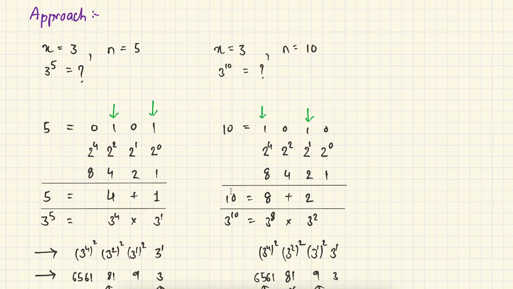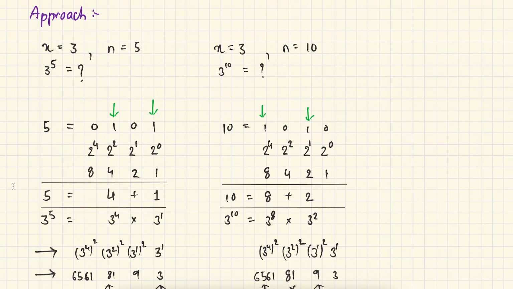Okay, so let's say we have x is equal to 3 and n is equal to 5, and we want to calculate 3 to the power 5. Okay, so let's start with the 5 first. So what is the binary representation of 5? It's simple, 0101. Here the first bit represents 2 to the power 0, the second bit represents 2 to the power 1, and so on and so forth. And the value of 2 to the power 0 is 1, 2 to the power 1 is 2, and so on and so forth.